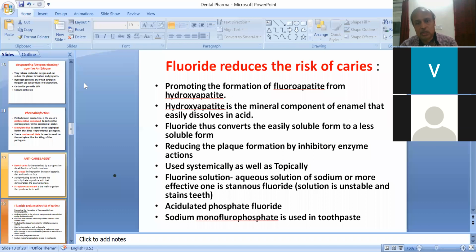The fluoride is used systemically as well as topically, in various types of fluoride solutions, the aqueous solution of sodium fluoride, or a more effective one, stannous fluoride, that is commonly used. The drawback is that it is unstable and it stains the teeth. Acidulated phosphate fluoride is another. Sodium monofluorophosphate is often used in toothpaste. So they are the various fluoride preparations used to reduce the risk of caries.